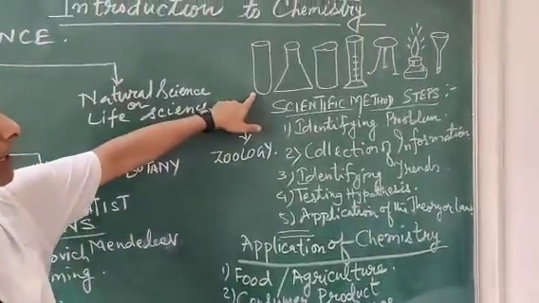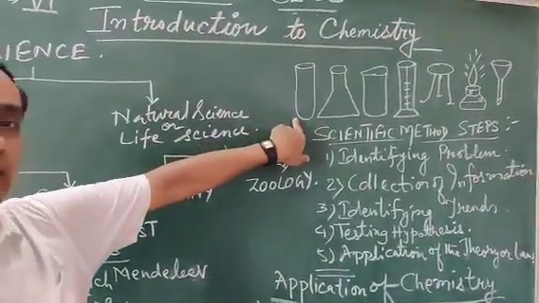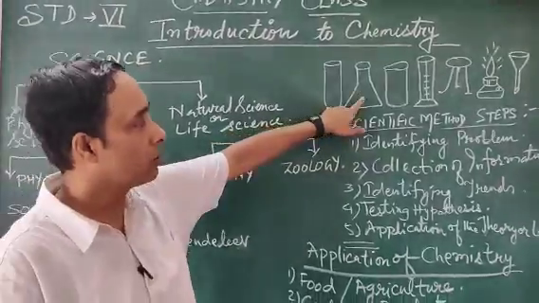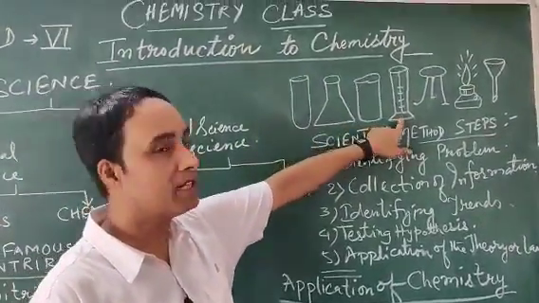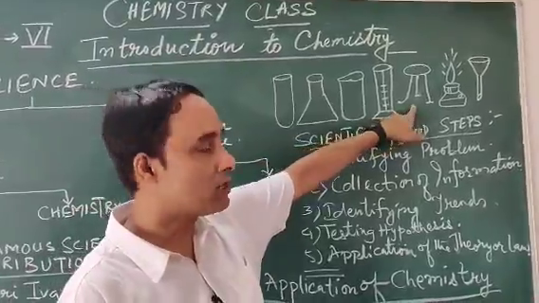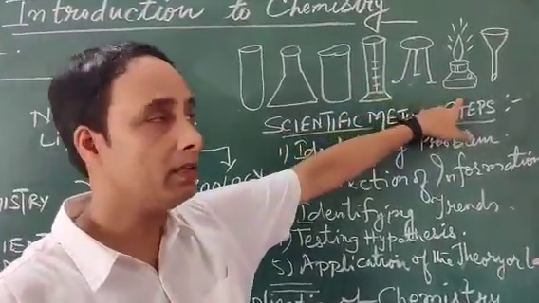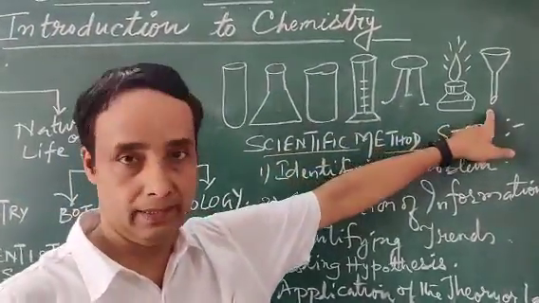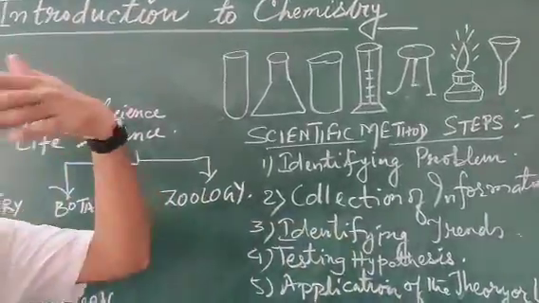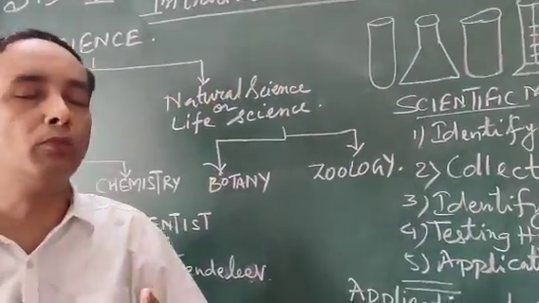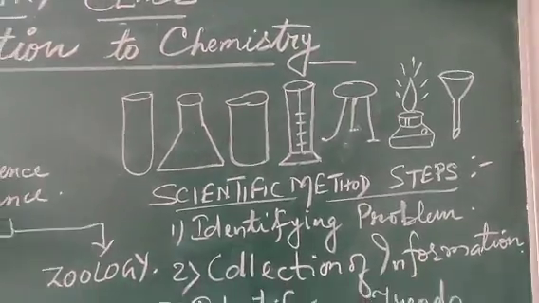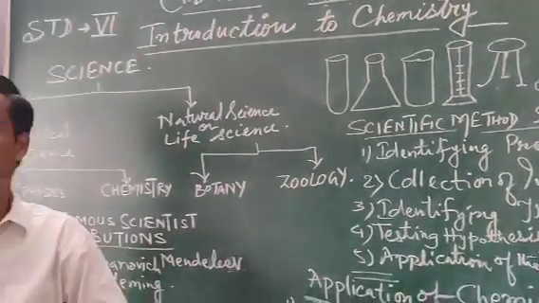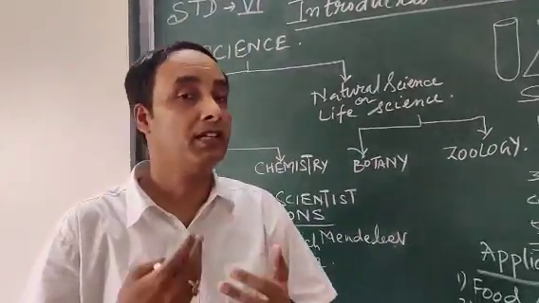Yes, this one. What is this? Yes, this is a flask, conical flask, beaker, measuring cylinder, tripod stand, burner, conical funnel. Like that, there are so many lab equipment, so many laboratory apparatus. You may see them when you get the chance to visit a chemistry lab.